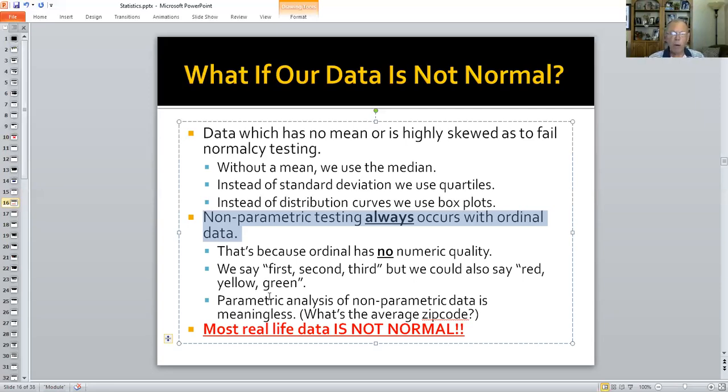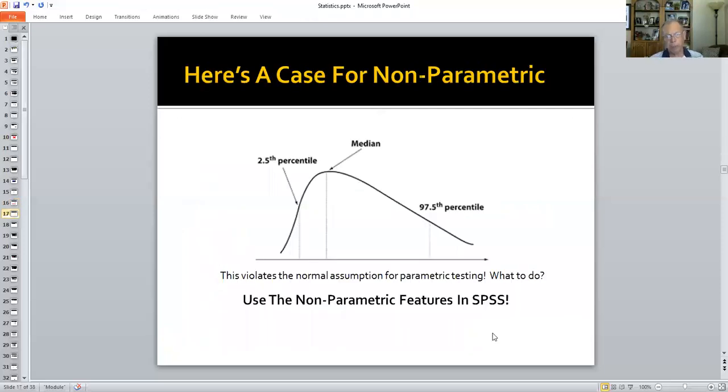For example, what is the average zip code? Well, I don't know, someplace in Kansas, but it's meaningless. See, because zip codes are not real numbers. They're codes. Okay, and here's the other thing that's important to remember, is that most real-life data is not normal. It really isn't. We would like to think that it is, but it really isn't. So we have to be prepared to do non-parametric testing. This is what non-parametric would look like. Okay, see how lopsided it is?